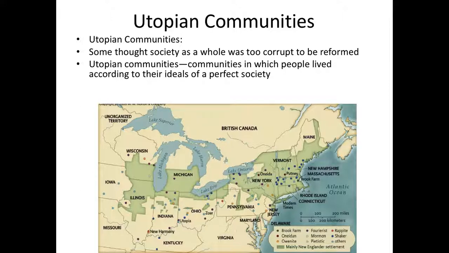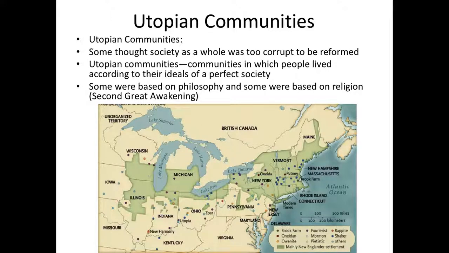In general, utopian communities were places where people lived out their ideals of a perfect society. Remember, the word utopia means a perfect society. So again, these utopian communities will pop up according to different ideals. Some of them will be because of philosophical ideals. You'll see transcendentalists try to form their utopian communities. You'll also see some based on religion. You've got the Church of Jesus Christ of Latter-day Saints. You have other groups known, for example, the Shakers. I'll talk about them later on.